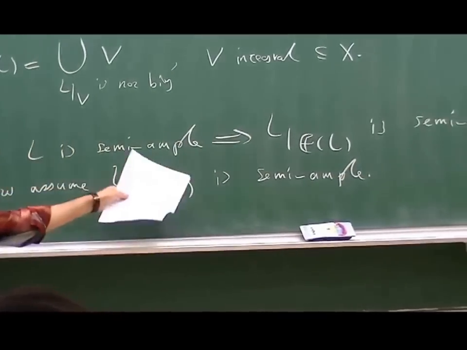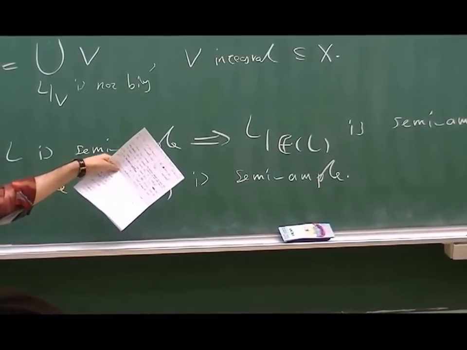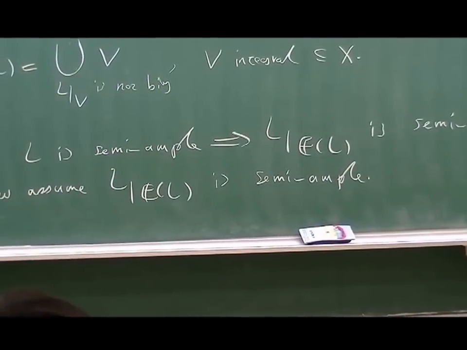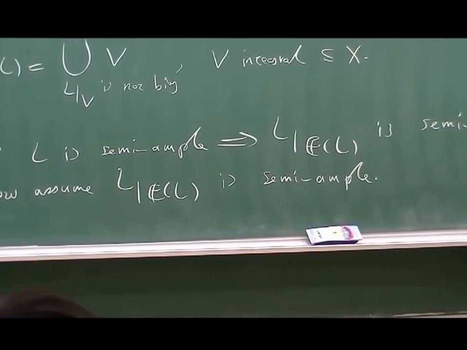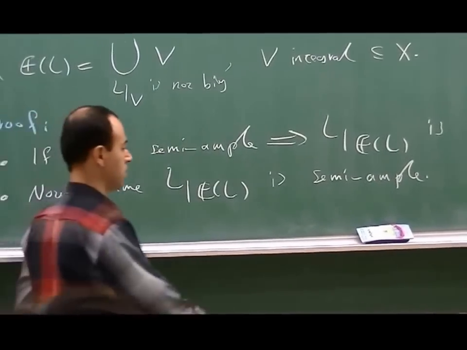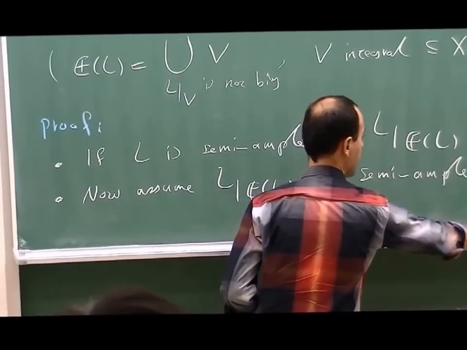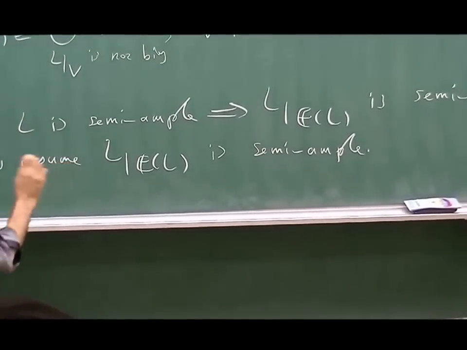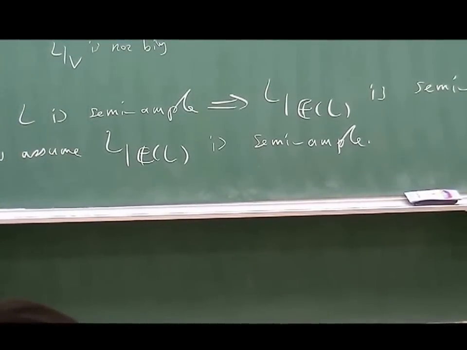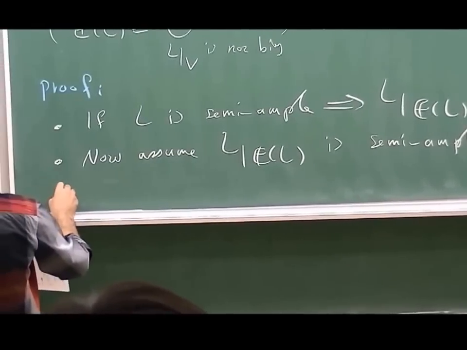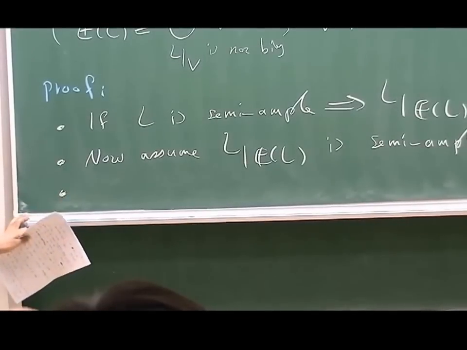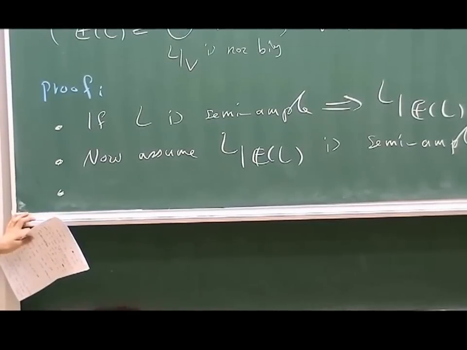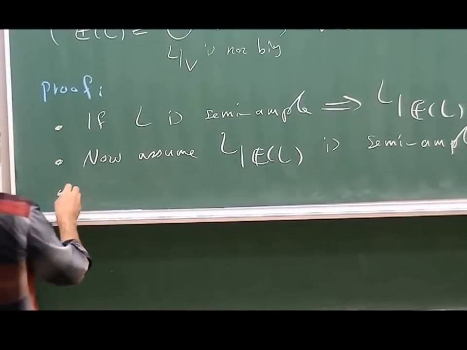And you will see during the proof that it's also very important to allow schemes, not only varieties. It will give you a certain degree of flexibility that makes the whole thing very simple. Okay. So L restricted to the exceptional set is semi-ample, then we should show that L is semi-ample on the total space. Now we can make some simplifications.